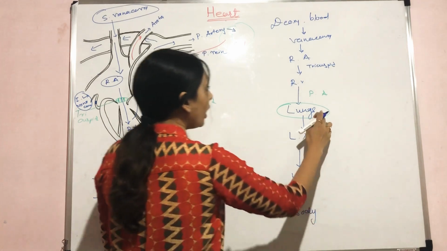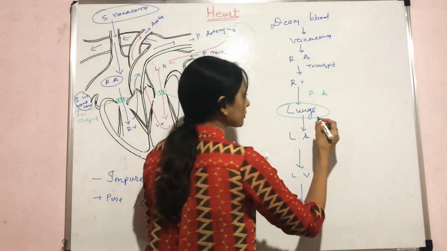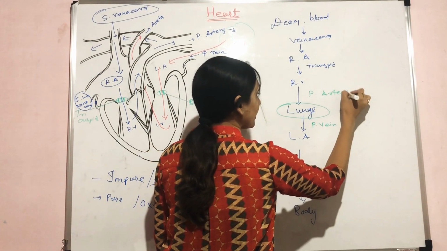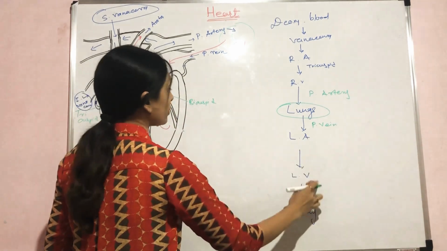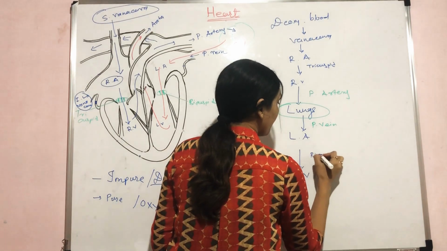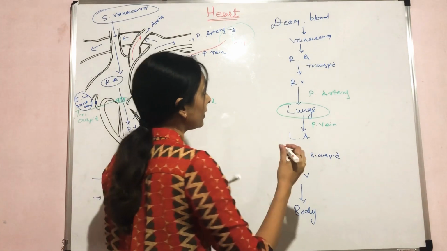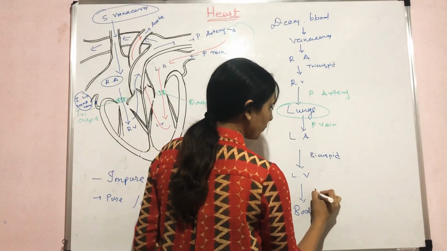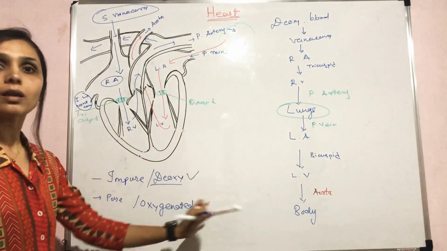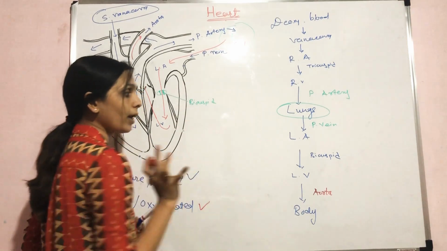So lungs to left atrium through the pulmonary vein, then left atrium to left ventricle through what? The bicuspid valve. Okay, so this is the basic route the blood follows. Just remember this wherever you go.